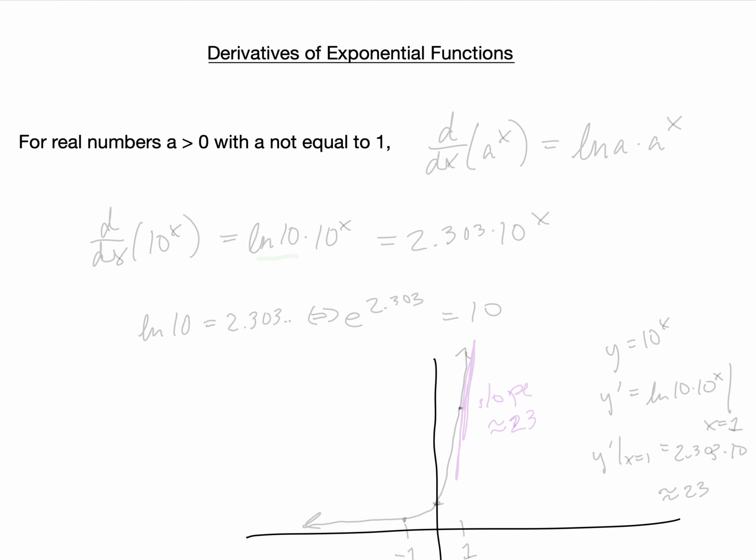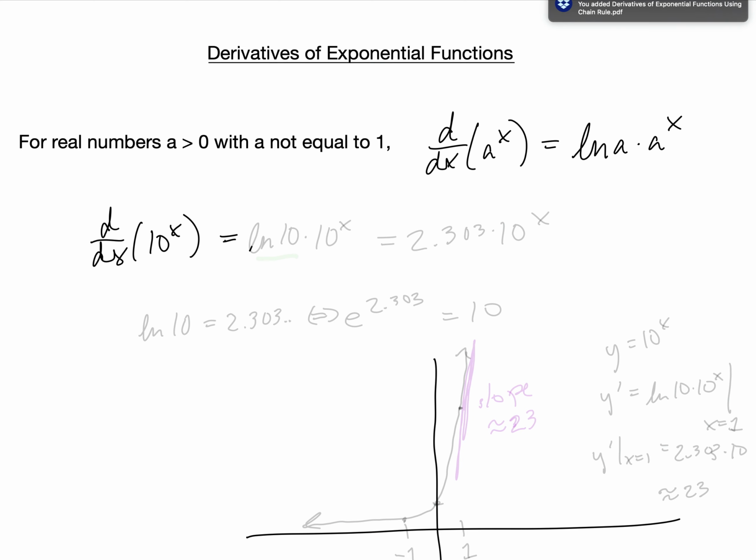In this video, we're going to use the chain rule to show that for real numbers a greater than 0 with a not equal to 1, the derivative with respect to x of a to the x power is equal to the natural log of a times a to the x. So for example, the derivative with respect to x of 10 to the x is the natural log of 10 times 10 to the x.